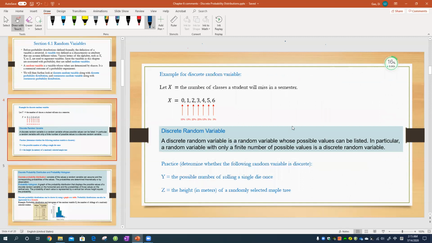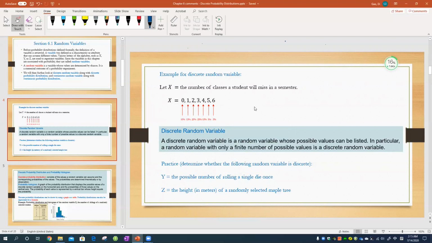So let's look at an example for a discrete random variable. Let X be the number of classes a student will miss in a semester. Then X could be 0, 1, 2, 3, 4, 5, 6. And for each one, there is a corresponding chance or probability. So the probability of no missing at all is different from the probability of missing one class. So this is an example of a discrete random variable.